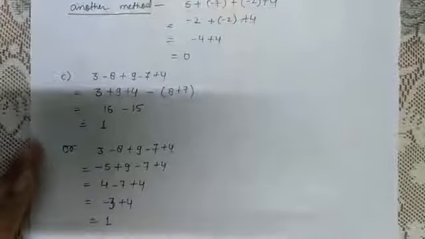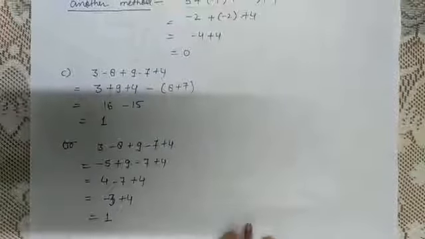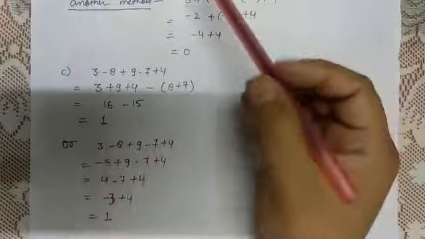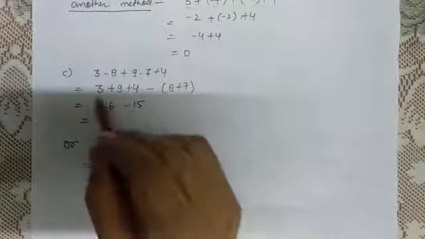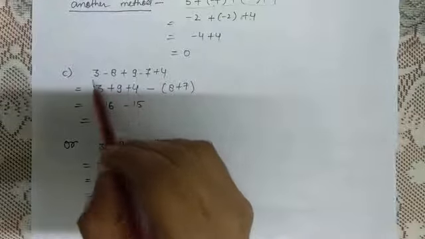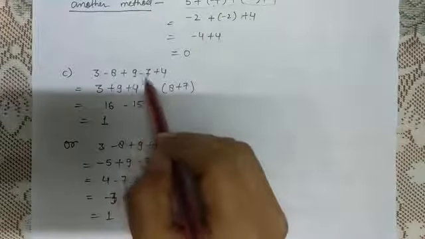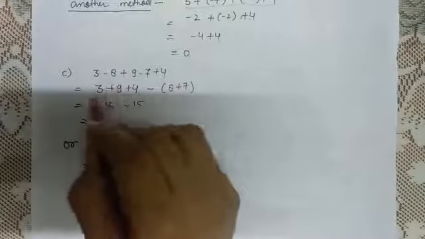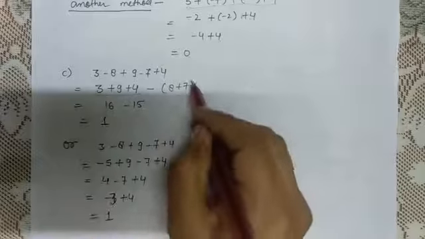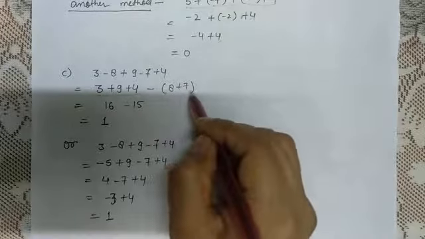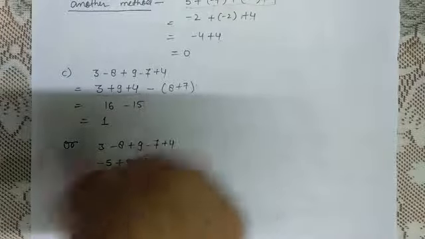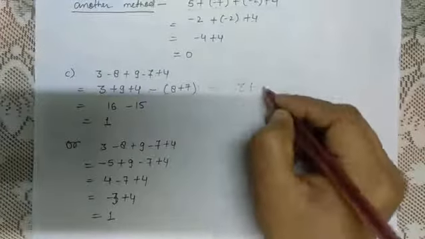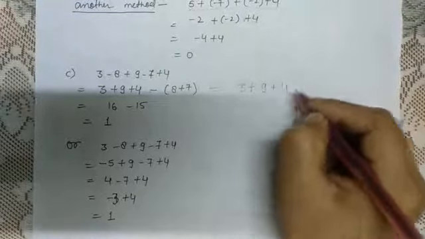Now we are coming to a question without brackets. It is very easy. Earlier I have told you, write all the positive integers together. The question is 3 minus 8 plus 9 minus 7 plus 4. First you have to write all the positive integers together. Then you have to write all the negative integers together with the plus sign, use a bracket, and write the minus sign outside. Or you can simply write this statement as 3 plus 9 plus 4 minus 8 minus 7, like this you may write also.